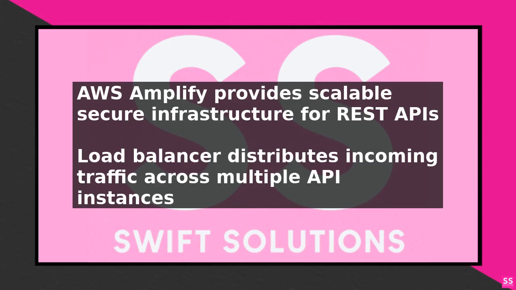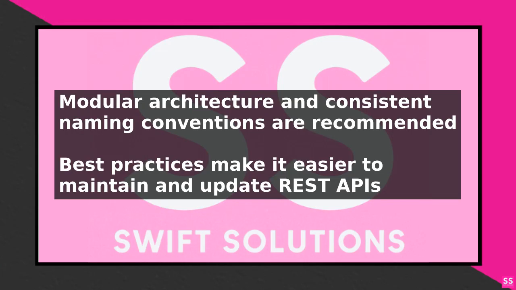In terms of best practices, it is recommended that you use a modular architecture when building your REST API. This means breaking down your API into smaller, independent components, each of which provides a specific functionality. This makes it easier to maintain and update your API over time. Additionally, you should use a consistent naming convention when defining your API endpoints and parameters. This makes it easier for users to understand how to use your API and reduces the risk of errors.